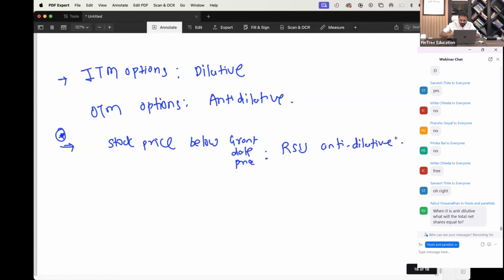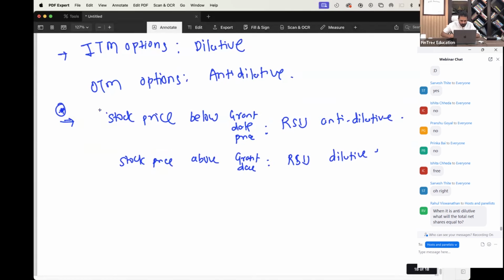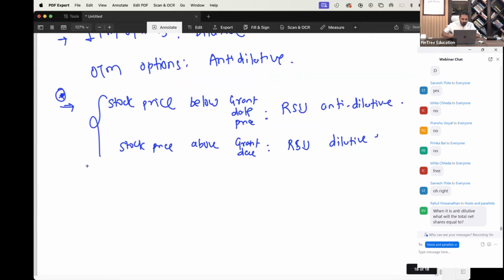In fact, I made a mistake when I said that, and I'll show you how. If the stock price is above the grant date price, then RSUs are dilutive. Maybe I'll create an RSU example for it, so this I will explain. Give me a minute, but one more sentence I need to throw in. I'm going to increase my font size and also use an impactful color so that you remember this.